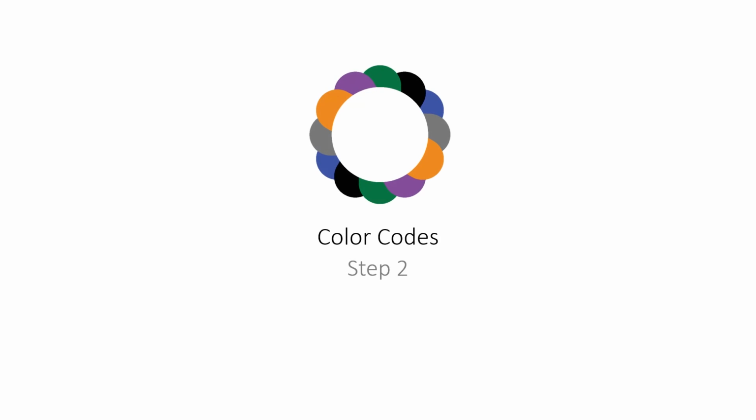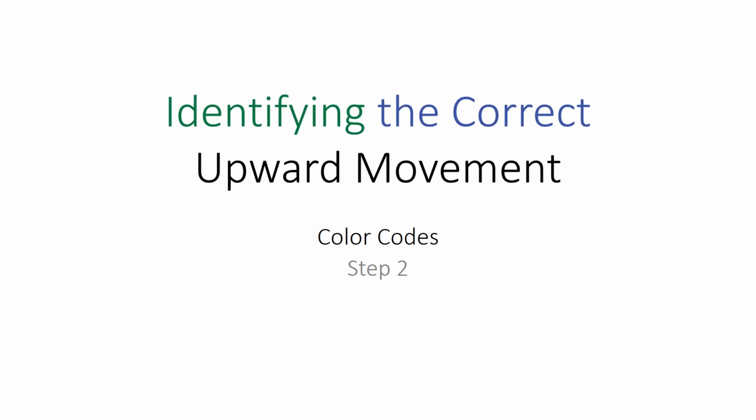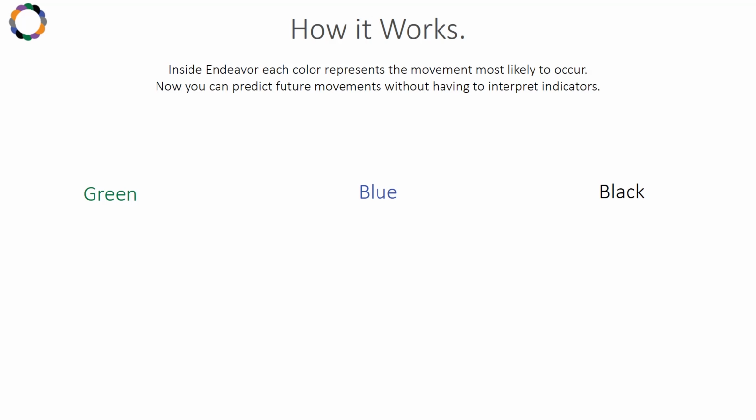Step 2, color codes. In step 2, we're going to identify the correct upward movement. This is an important step because, as we've all experienced, you don't want to take a short-term trade if price wants to trend up for multiple months. So inside Endeavour, each color represents the movement that is most likely to occur. Now you can predict future movements without ever having to interpret any indicators.